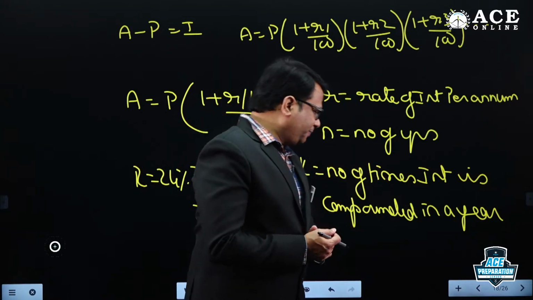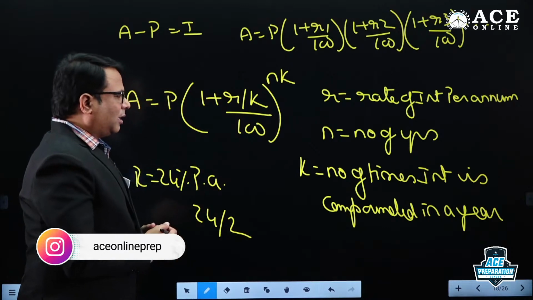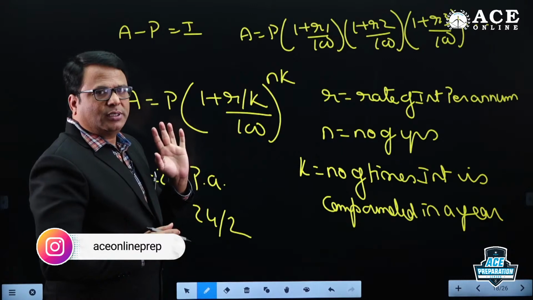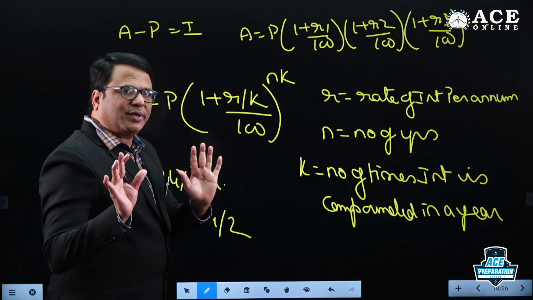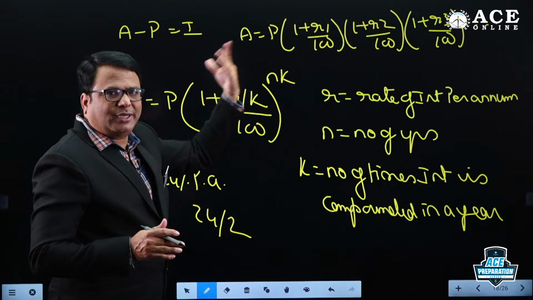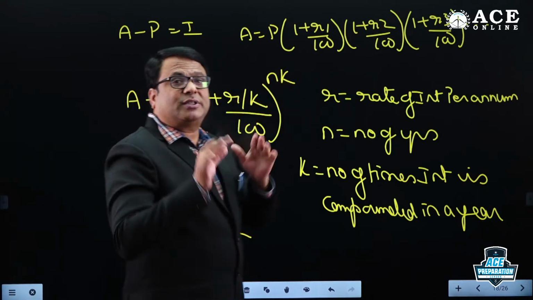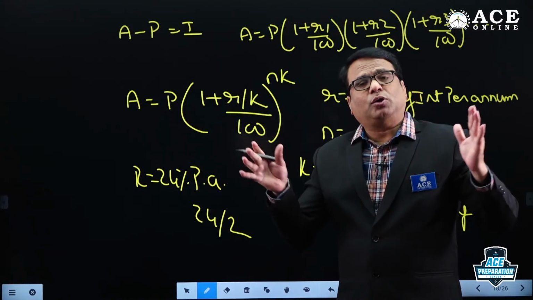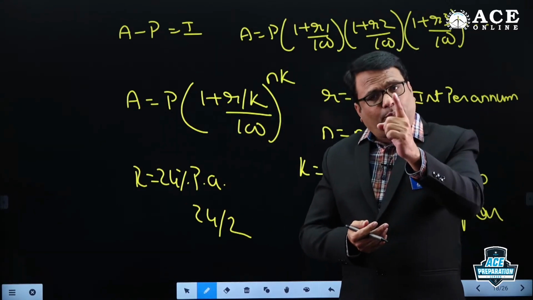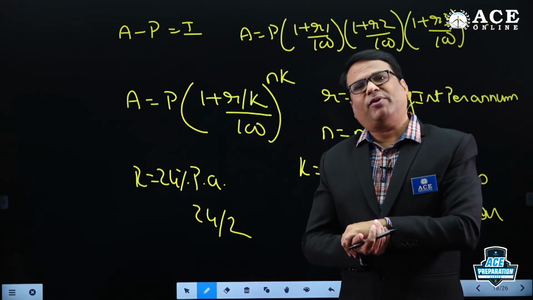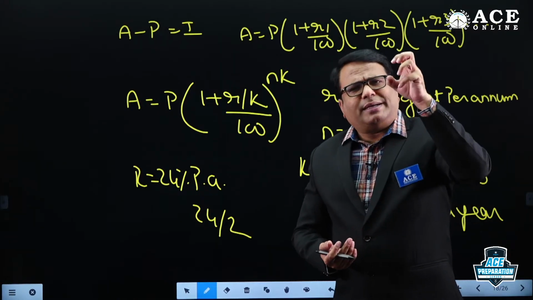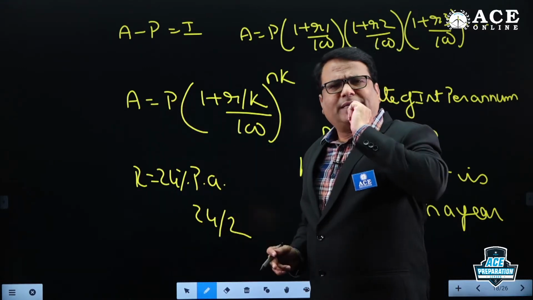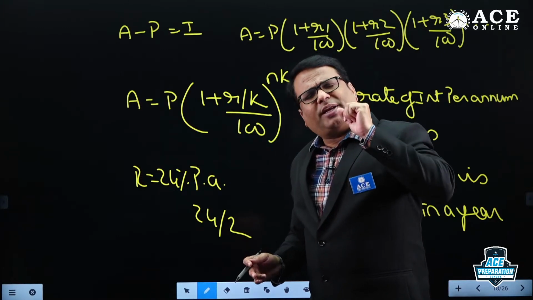But as long as the time is 2 years, as long as this power is 2, it is easy to manage in competitive exams. When the power is more than 2, it becomes very difficult to calculate within the given time limit. So I suggest a different method where you can directly calculate compound interest. You need not even calculate the amount. You can directly calculate compound interest, and that too very easily.